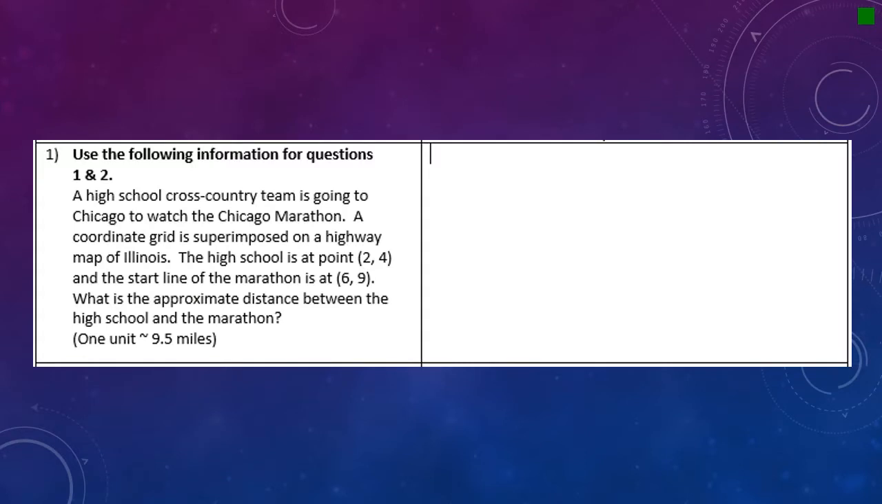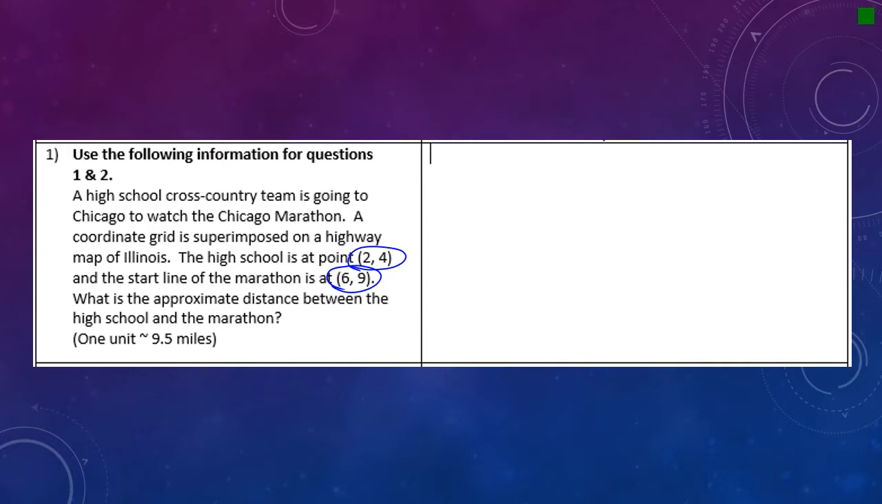In this question, we're talking about a high school cross-country team that's going to Chicago to watch the marathon. We're given 2 points on a map that was superimposed onto a coordinate plane. The high school is at point (2, 4), and the start line of the marathon is at (6, 9). Our mission is to figure out the approximate distance between the high school and the marathon.